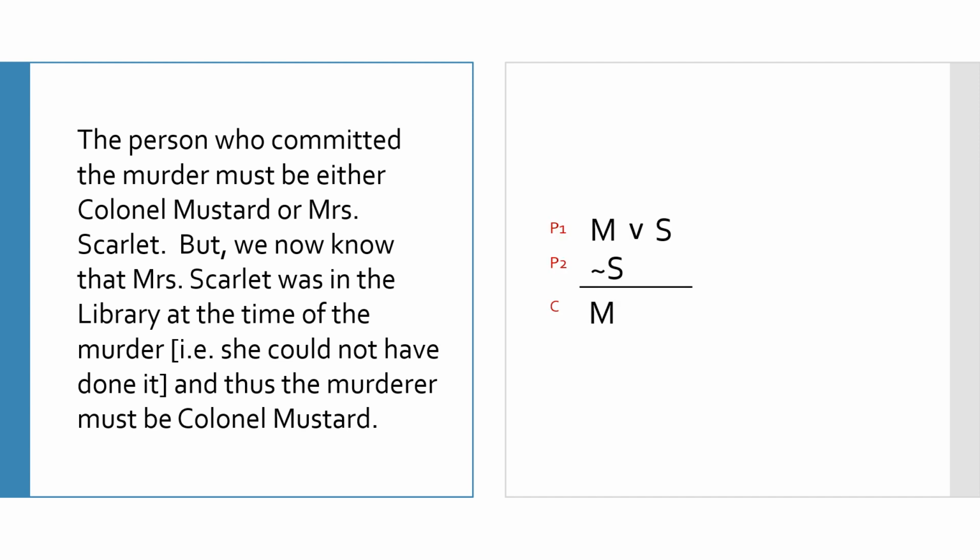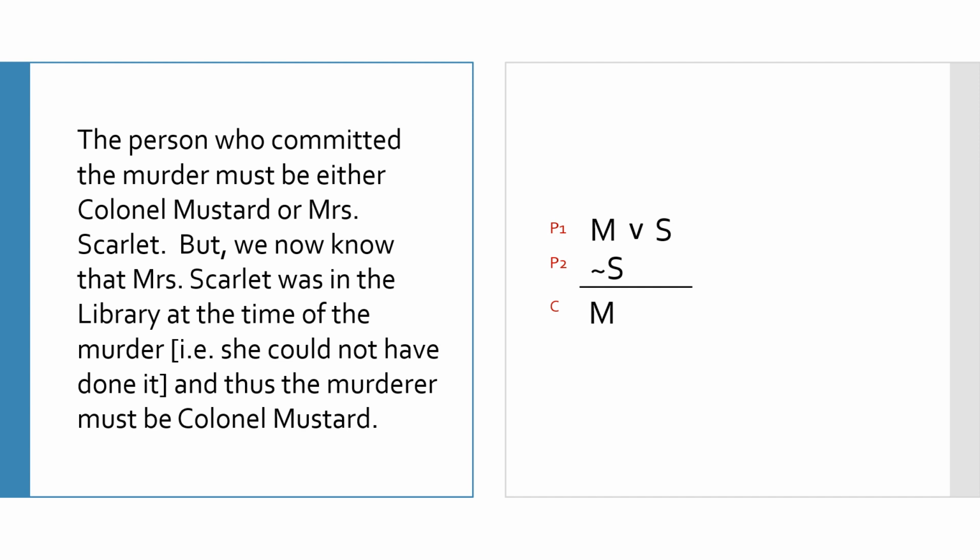Stated formally, notice that the first premise here is simply our disjunctive statement. Either Colonel Mustard committed the murder or Miss Scarlet committed the murder. And then pay close attention to what happens in the second premise. The second premise comes along and denies one of these two terms. So in this case, it says, it is not the case that Miss Scarlet committed the murder. And then our conclusion simply draws an affirmative claim about whatever is left over.